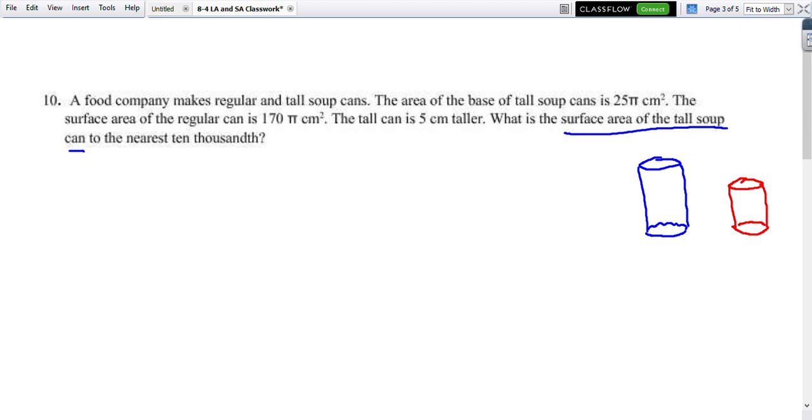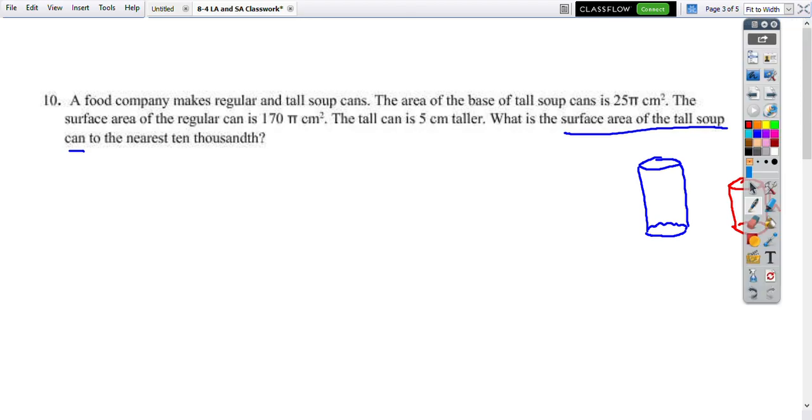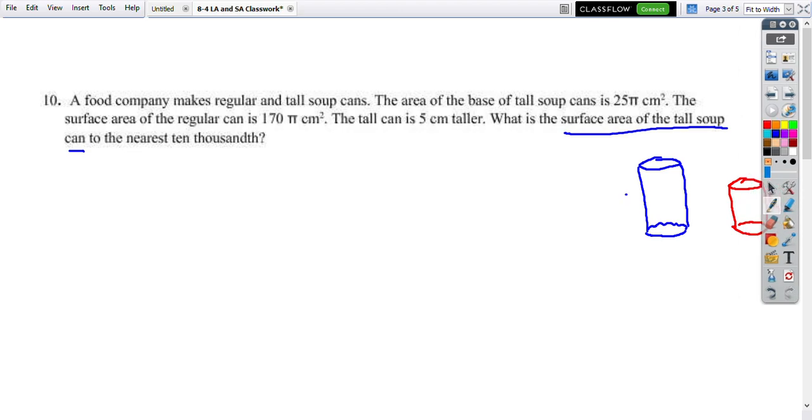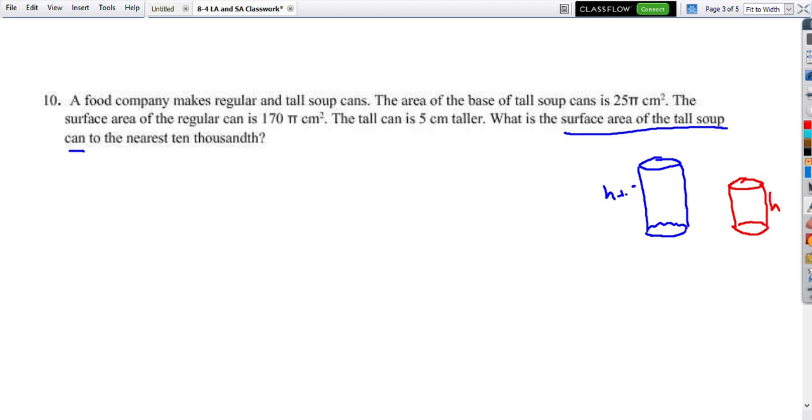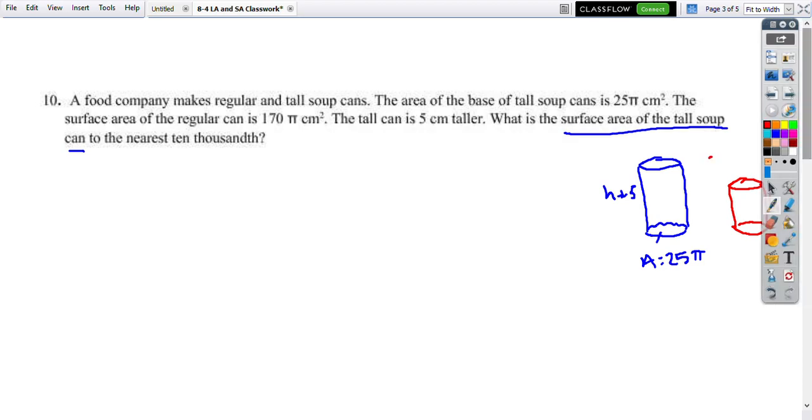All right. So we know the tall can is 5 centimeters taller. So if this is h for the height here, then this is essentially h plus 5. That's 5 centimeters taller. All right, we know the area of the base of the tall soup can, so the area here is equal to 25 pi centimeters squared. And we know the surface area of the regular can, okay, so the surface area is 170 pi.